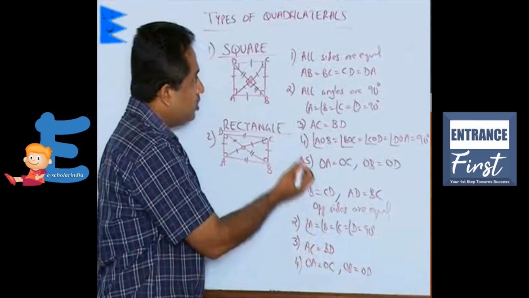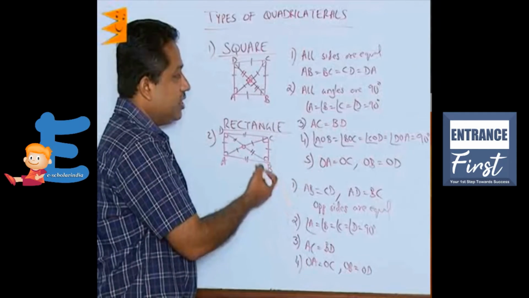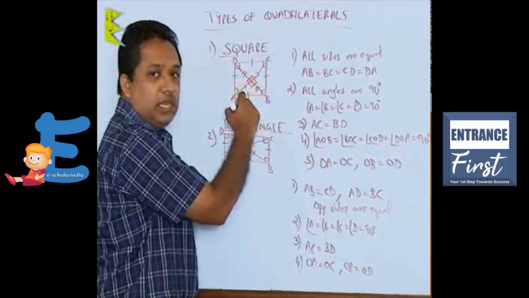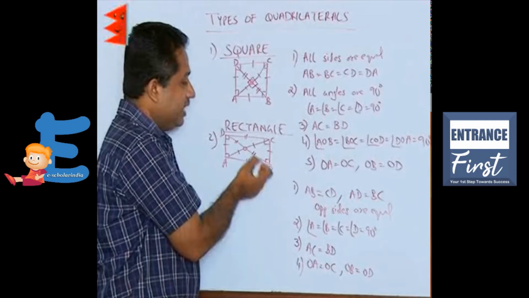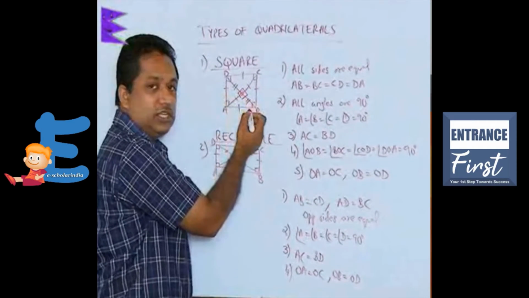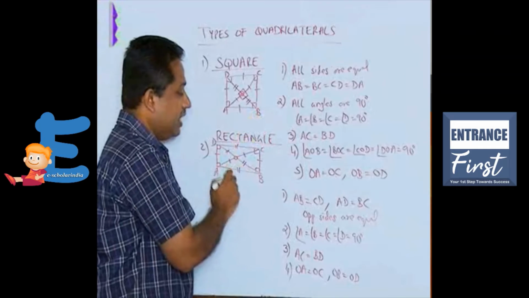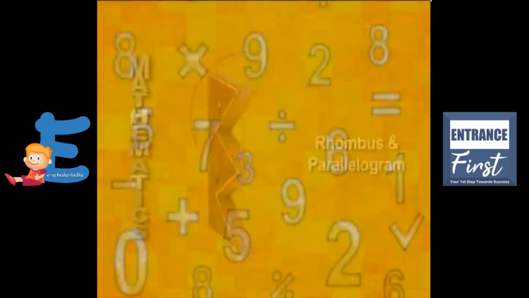Therefore both square and rectangle have some common properties. So the differentiation will lie in the sides being equal in case of a square. Here only opposite sides are equal. And secondly, the difference lies in the fact that here diagonals bisect each other at 90 degrees. However, in a rectangle, the diagonals do not bisect each other at 90 degrees.